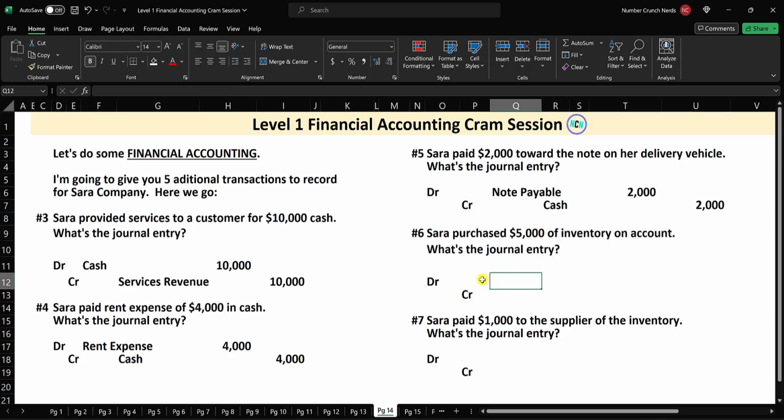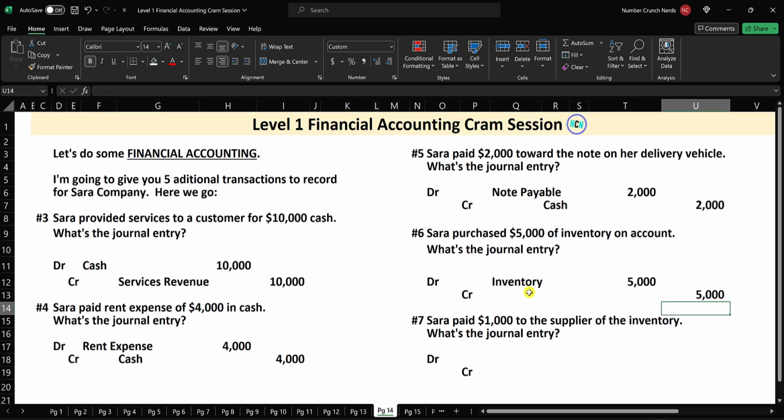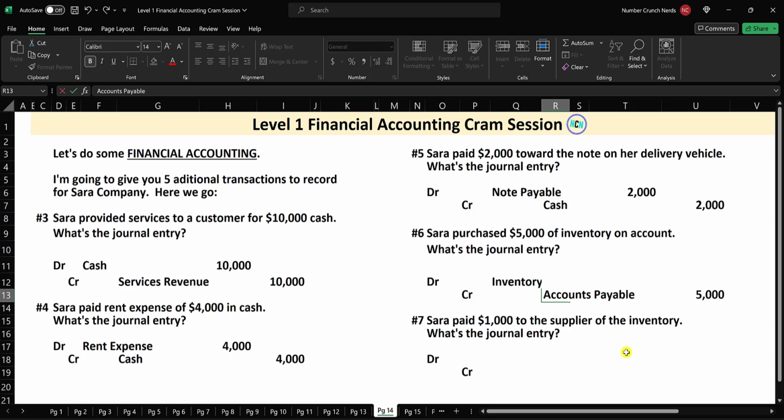What did she get? She got inventory. Inventory is an asset. Assets increase with a debit. So we're going to debit inventory for $5,000. And then the other side of the entry, we know that's $5,000. And what did we just say it was called? It's going to be called accounts payable. Accounts payable, because she didn't pay in cash.